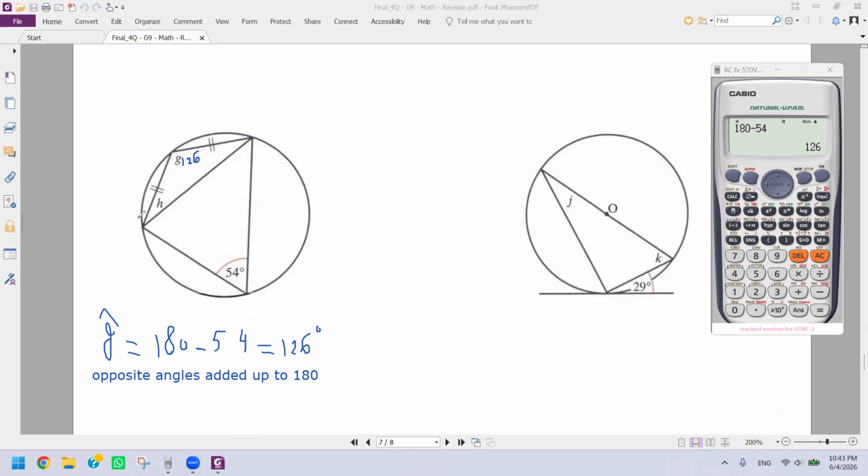Same thing, look, you have isosceles triangle. So you do 180 minus 126 is 54. So H and this angle is 54 divided by 2 is 27. But when you do it, show your work, show the calculation.